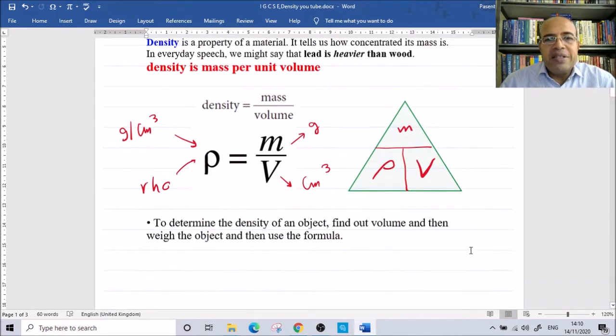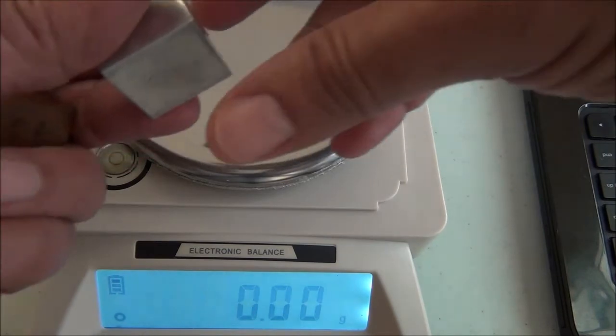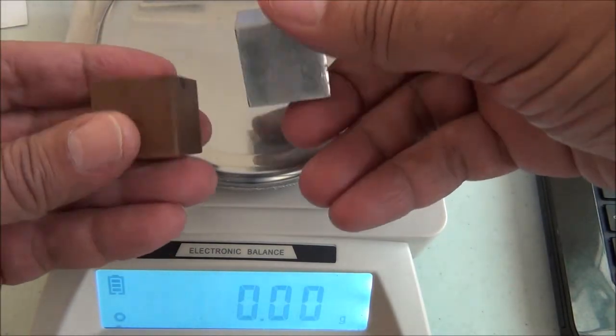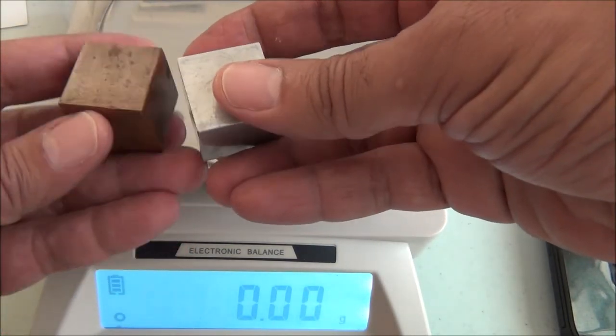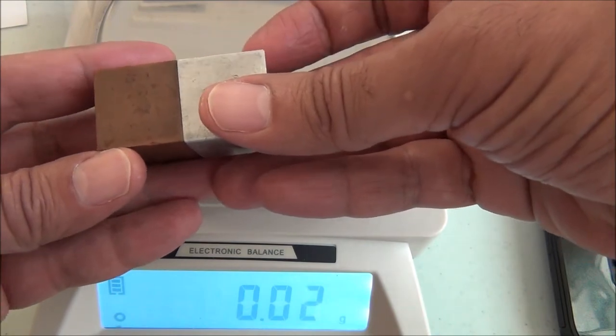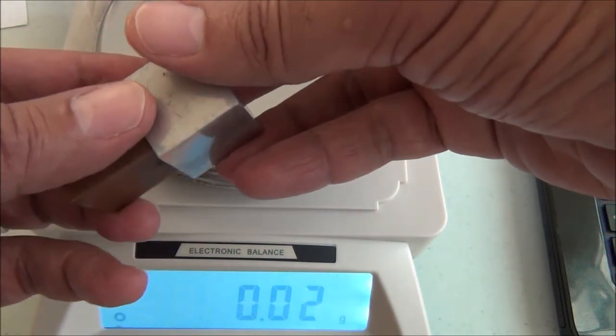To determine the density of an object, we do an experiment. We have two types of objects, regular and irregular objects. Let us see the next experiment. Density of regular object. Here we have a regular object, it's a cube. They have the same volume.